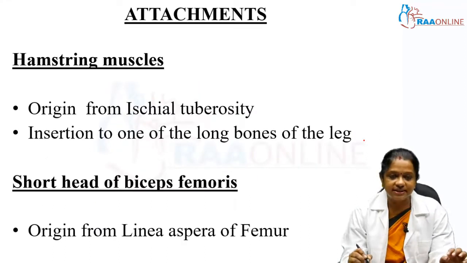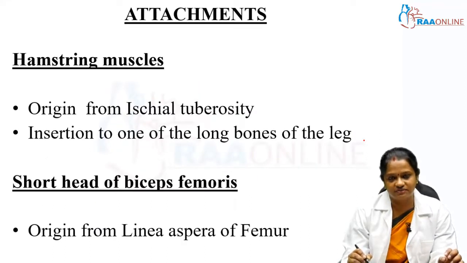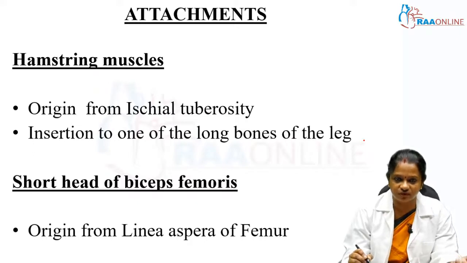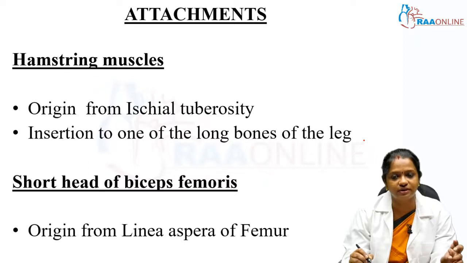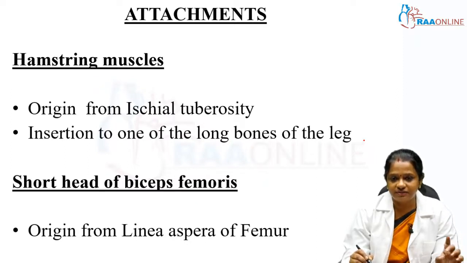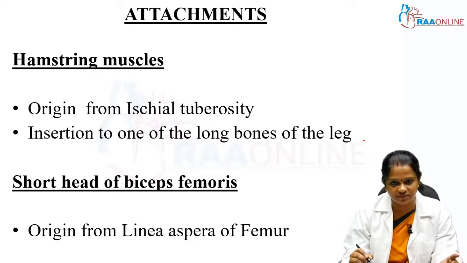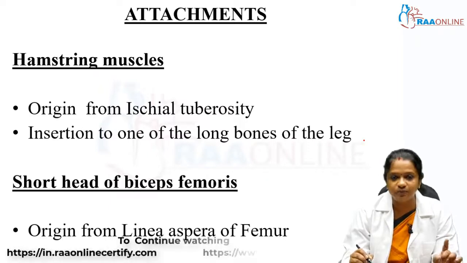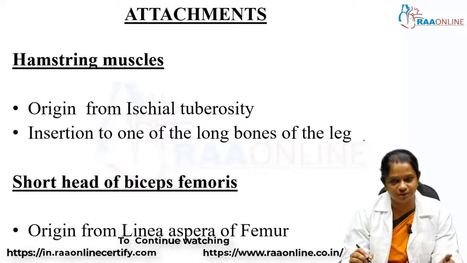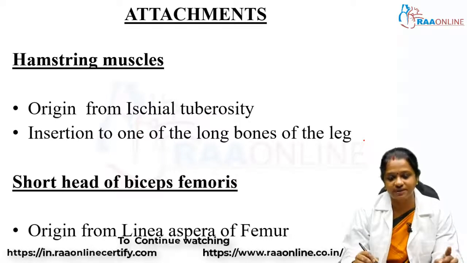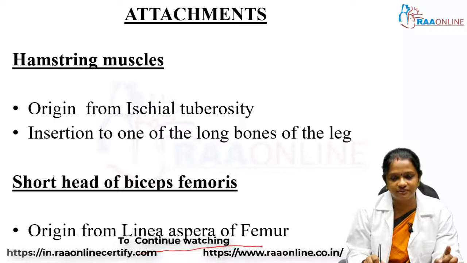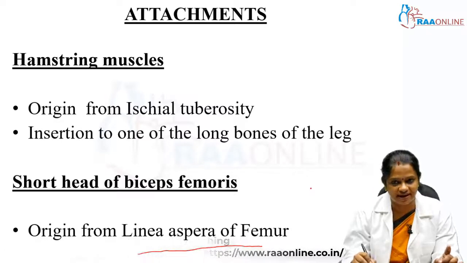We now see the attachments of the hamstring muscles. The hamstring muscles, as we have already seen, originate from the ischial tuberosity and they are inserted to one of the long bones of the leg, except the short head of the biceps femoris. So, the short head of biceps femoris is not called a hamstring muscle, but it is a muscle of the posterior compartment of the thigh, which is not originating from the ischial tuberosity. It is originating from the linea aspera of the femur. That's why it is not included under the hamstrings group.